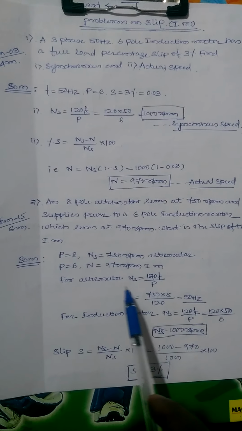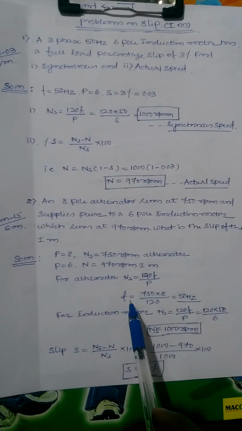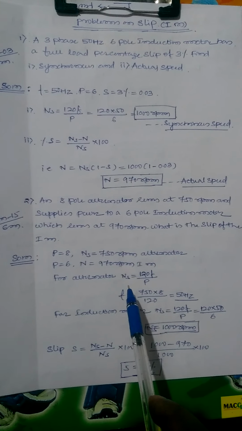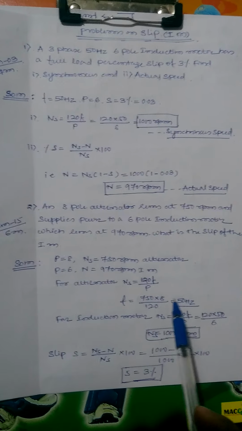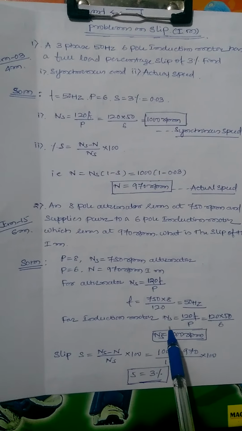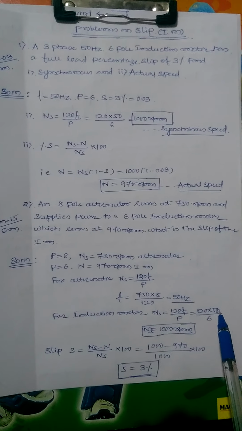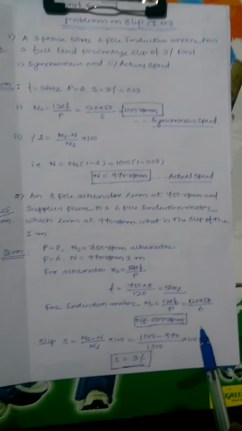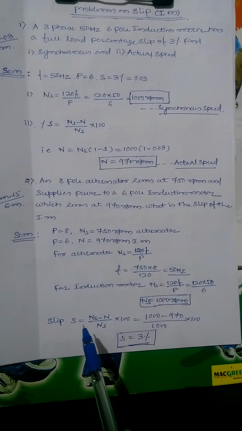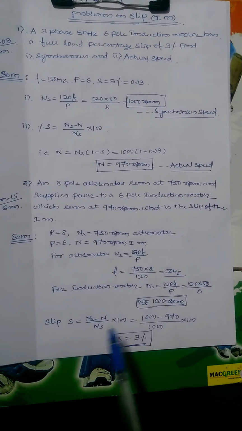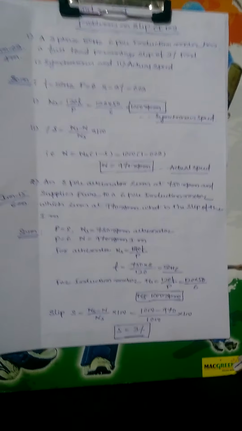First you consider the alternator, Ns equal to 120f by P. First you calculate frequency. f equal to, Ns is 750, P equal to 8, that is 50 Hz. Frequency is 50 Hz. Next for the induction motor, Ns equal to 120f by P, 120 into 50 by 6, that is Ns is 1000 rpm. Using Ns and N, you calculate slip. The slip s equal to (Ns minus N) divided by Ns into 100. 1000 minus 970 by 1000 into 100, that is 3%.